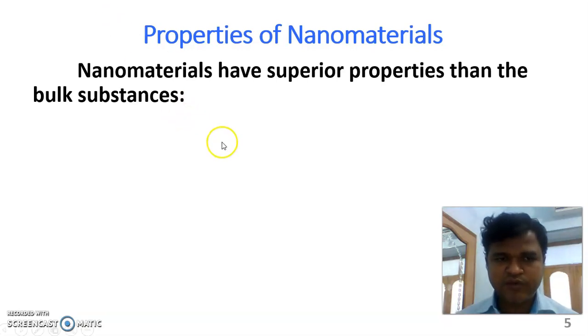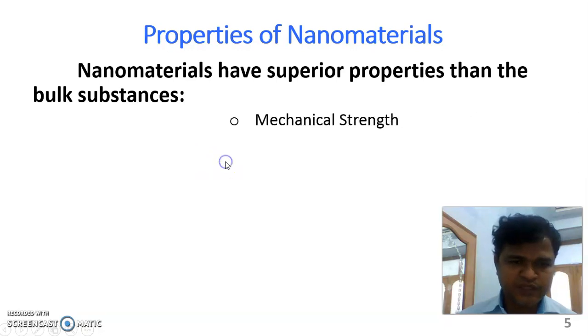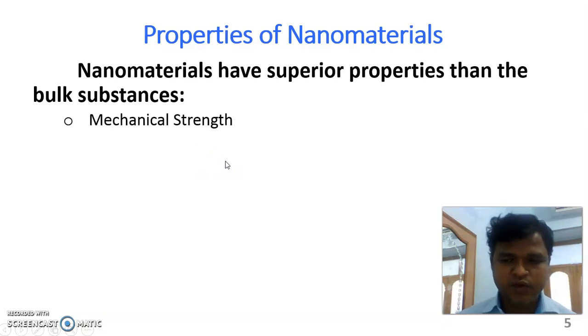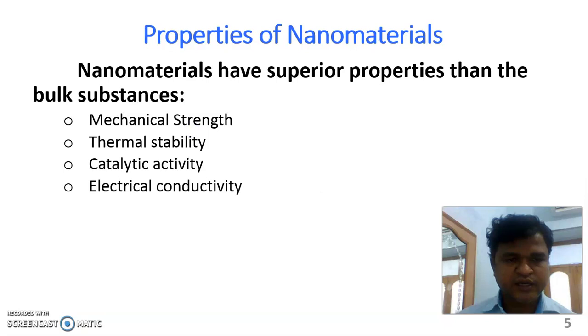The nanomaterial is 10 to the power of minus 9, and their superior properties are, first, mechanical strength. We observe a drastic change in mechanical strength from bulk material to nanomaterial. For example, graphite at bulk quantity has less tensile strength, but at the nano level it has more tensile strength. And thermal stability. Some materials are non-conductors at bulk level, but at nano level they will be conductors. Catalytic activity: nanomaterials have very good catalytic activity because the surface area of the material increases at small size. Electrical conductivity: some will be conductors and some non-conductors.